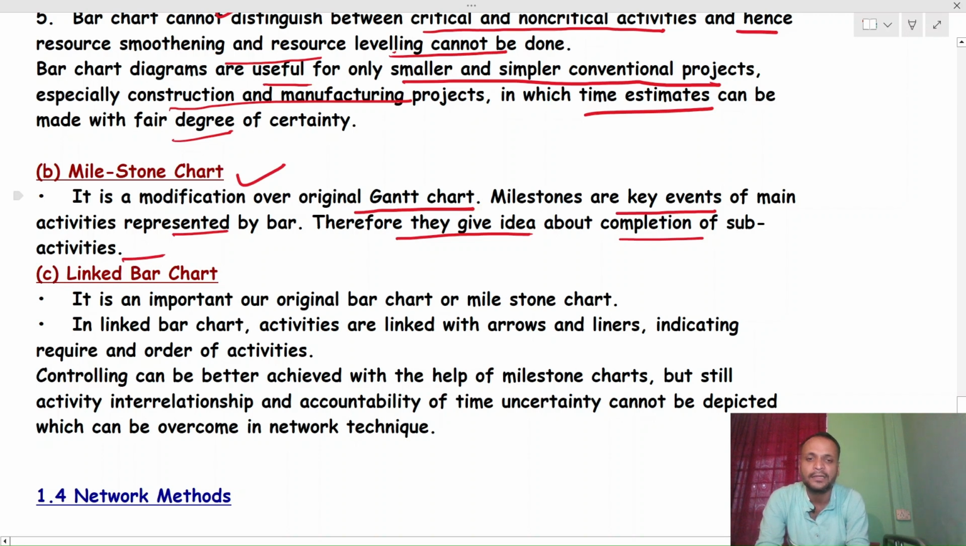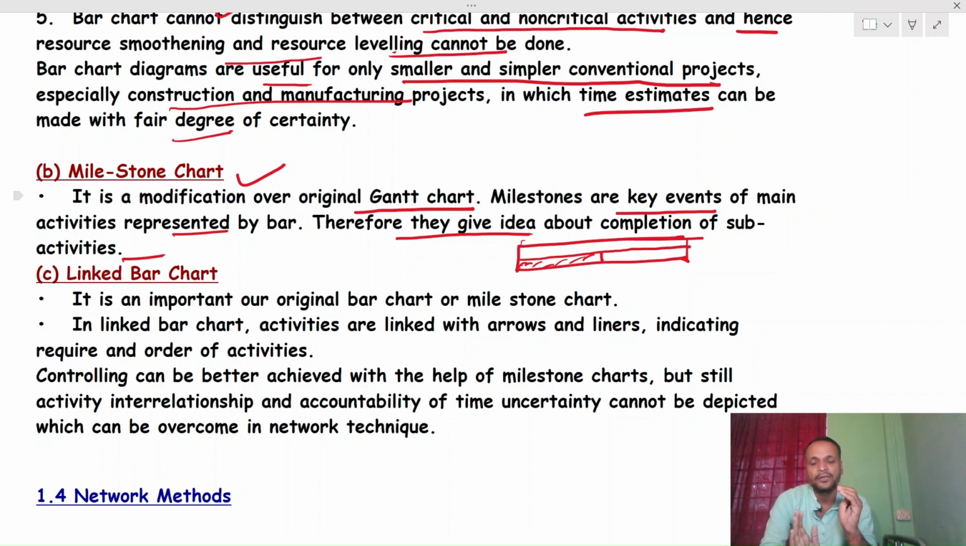So basically इसमें क्या करते हैं कि let us consider कि ये एक माइलस्टोन चार्ट का बार है, इसको हम सब एक्टिविटी में डिवाइड कर देते हैं. ओके, सो अगर इसमें यहाँ तक कंप्लीट हो गया तो मान लीजिए कि ये कंप्लीट हो गया, तो इसमें थोड़ा सा आइडिया दिया जाता है कि कंप्लीशन ऑफ सब एक्टिविटीज का, इसके अंदर कोई सब एक्टिविटी है, लेट अस कंसीडर कि वी हैव टू मेक द फाउंडेशन.